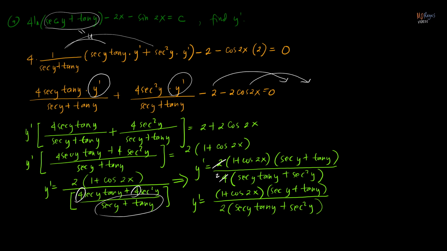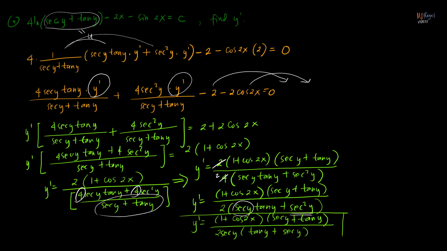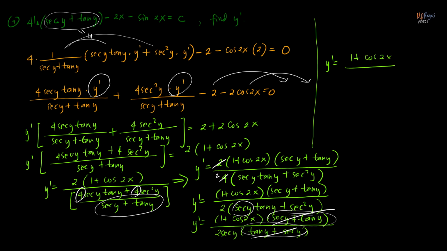Okay? You may opt to factor out secant of y from these two terms in the denominator, and we'll write the answer as y prime equals 1 plus cosine of 2x times secant of y plus tangent of y all over 2 times secant of y times the quantity tangent of y plus secant of y. Okay, in factored form, this is the derivative of y with respect to x. Oh wait, we can still simplify this. So we have cancelled out secant of y plus tangent of y. Okay, so when simplified, we'll get y prime equals 1 plus cosine of 2x over 2 secant of y.